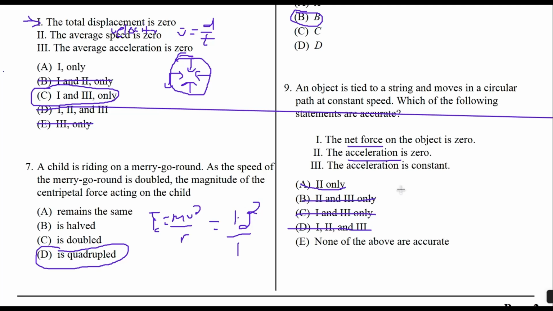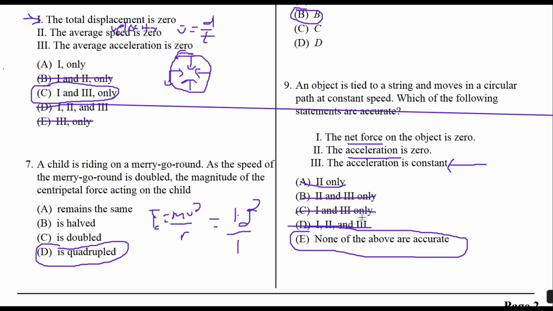The fact that there were some choices where you could have one or the other means that those couldn't be it. So from there, we actually see that the answers, none of the above are accurate, because the only one that's correct is choice 3, option 3, or statement 3. That's it. Statement 3 is correct, but none of these choices actually had statement 3 only.